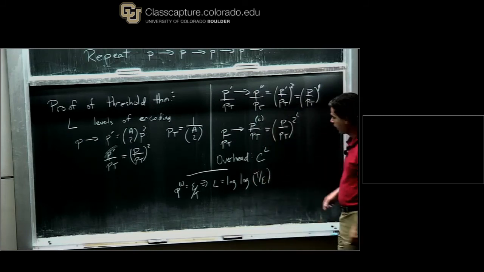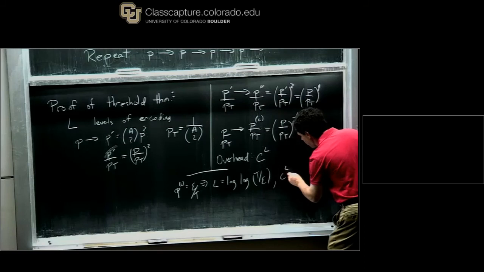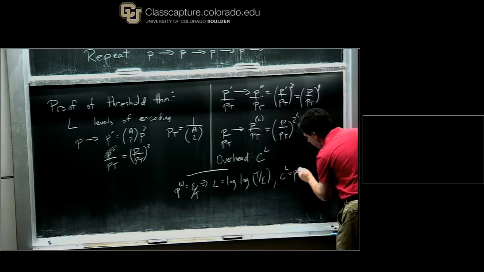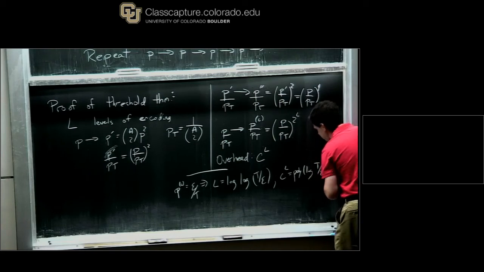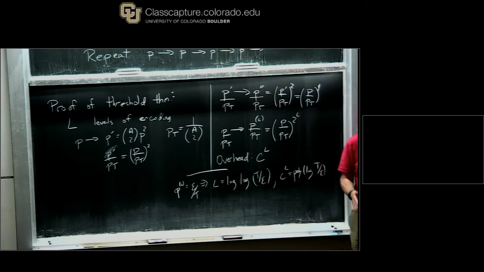And then the overhead, c to the L, is a polynomial in the log of t over epsilon. So that's the threshold theorem. Are there any questions on that?